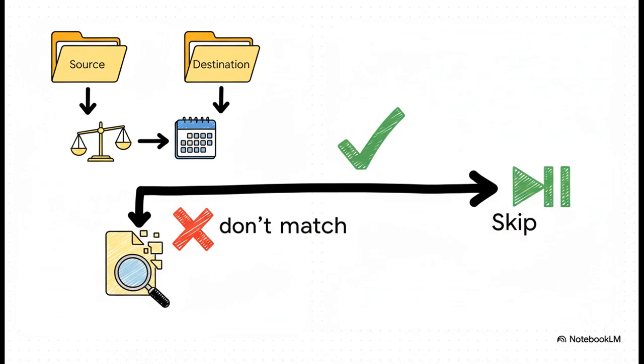But wait, it gets even cleverer. It doesn't just jump into that heavy-duty comparison for every single file. Nope. First, it does a quick check. It just glances at the file size and the last modified timestamp. If they're identical on both the source and the destination, Rsync just goes, okay, we're good here, and skips the file completely. This makes it lightning fast for directories with lots of unchanged files.